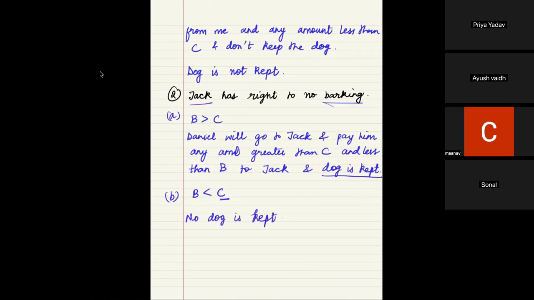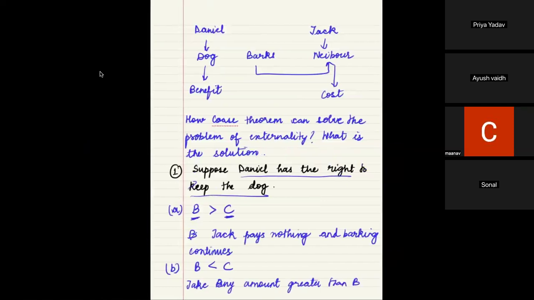Now, I want to highlight some things in this solution. If there is a question, this is how you are going to answer. What I want to highlight is that if B is greater than C, then no matter who has the right, barking continues and the dog is kept.